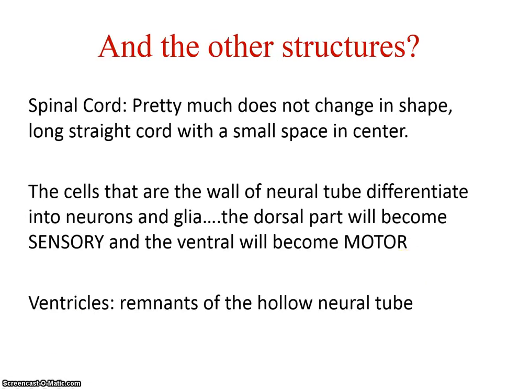All right? Spinal cord pretty much does not change in shape. It's a long straight cord with small space in the center, which is going to become the central canal. The cells that are the wall of the neural tube differentiate into neurons and glial cells. The dorsal part becomes sensory, and the ventral part, right, so it all depends on where you're at, becomes motor, and the ventricles are remnants of the hollow neural tube. So we still have that to this day.